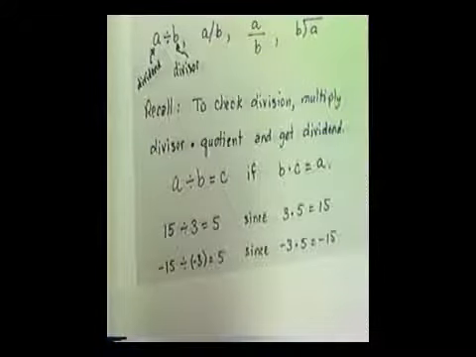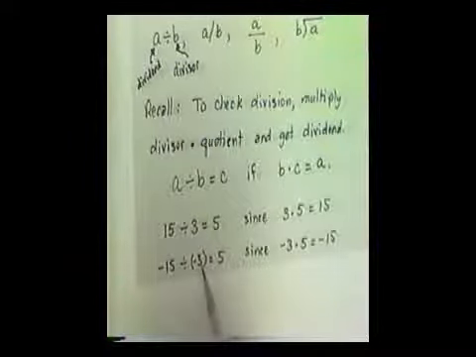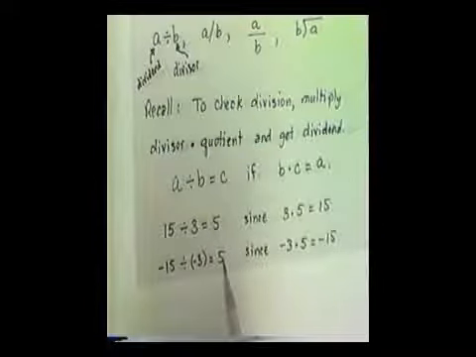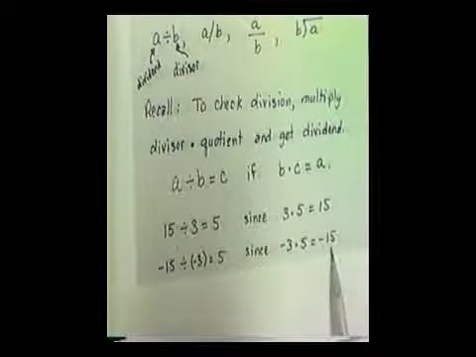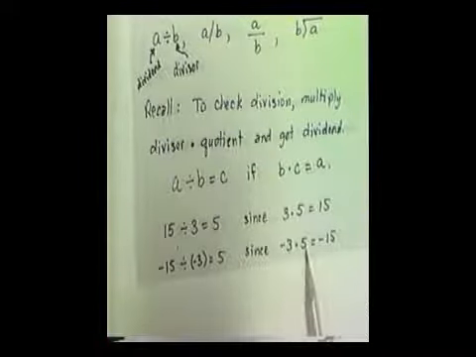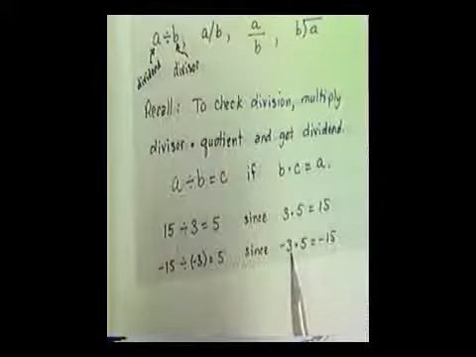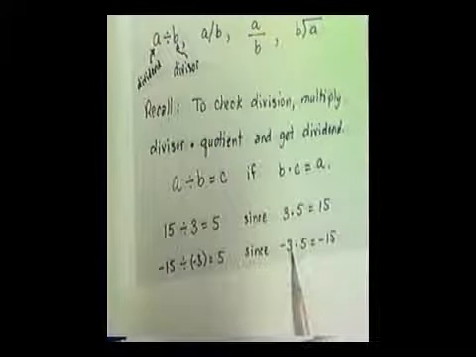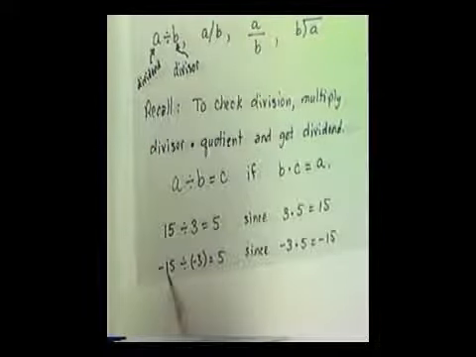Well, thinking about the sign combinations, negative 15 divided by negative 3 must equal 5, since negative 3 times 5 is negative 15. Negative times positive gives you a negative result. That means the divisor, negative 3, times the quotient, 5, should equal the dividend, negative 15.